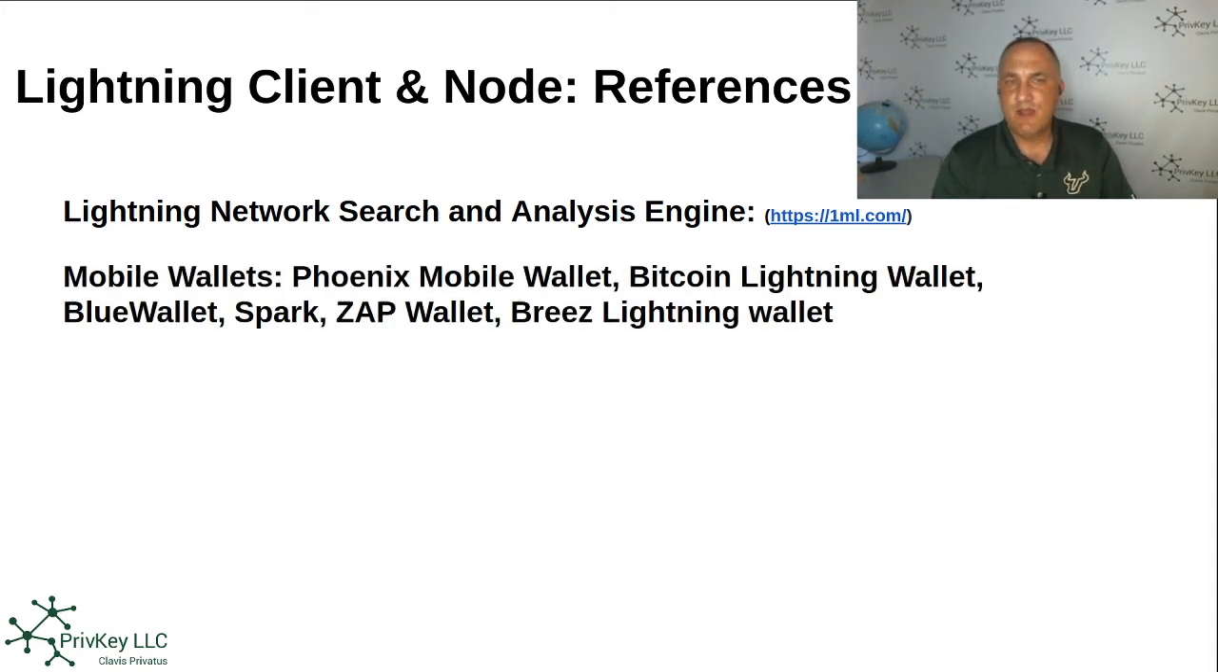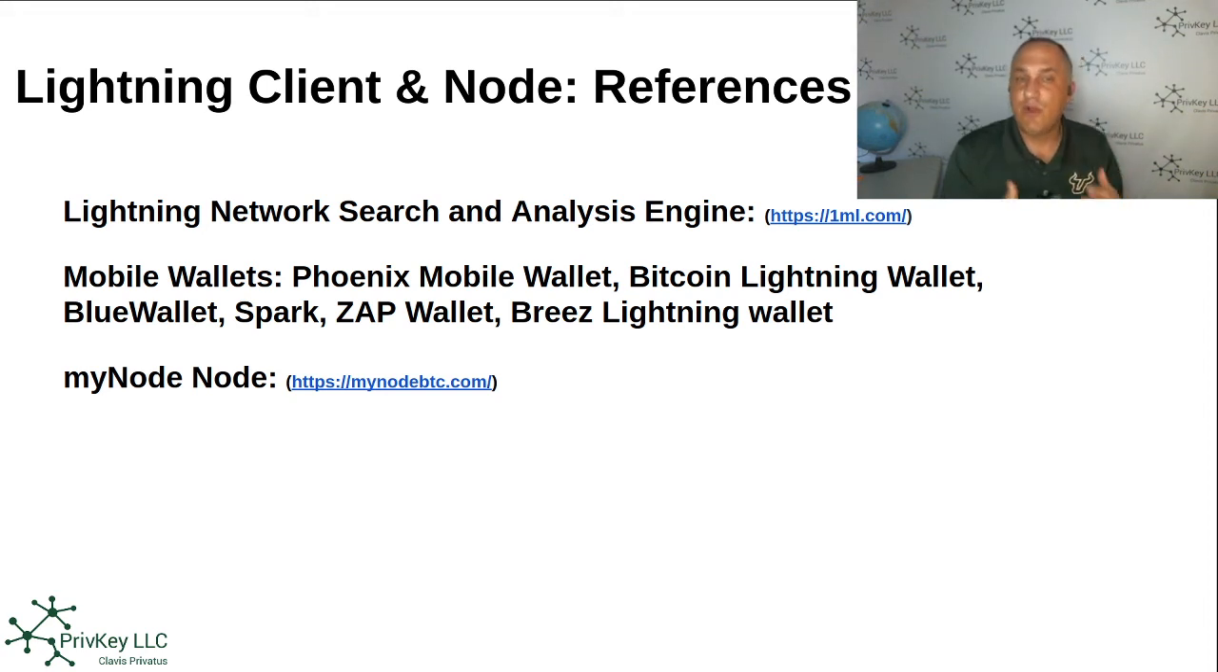Different mobile wallets: you have the Phoenix mobile wallet, Bitcoin Lightning wallet, Blue Wallet, Spark, Zap wallet, Breeze wallets. All of these wallets are able to interact with the Lightning Network, and the way they do it is to connect to what they call a full-blown Bitcoin node.